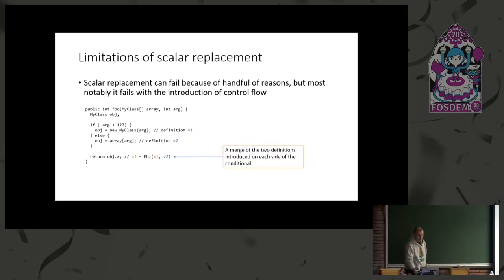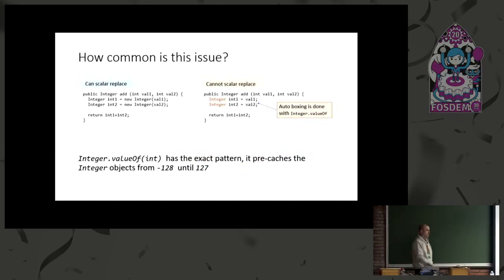So how common is this issue? I'm back to my original example. The side that we have on the left here, we can scalar replace. But that's not what typically happens with auto-boxing. The side on the right, C2 is unable to handle.